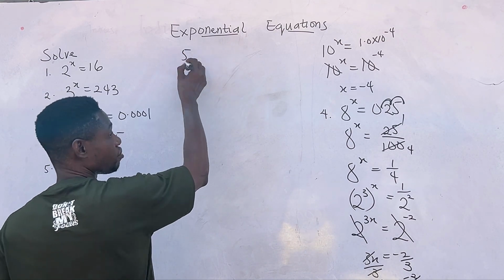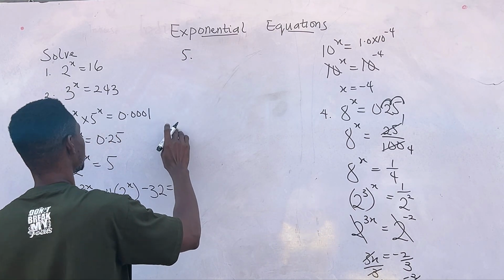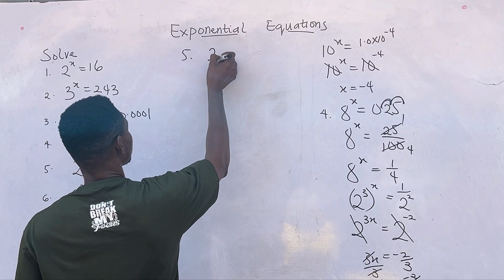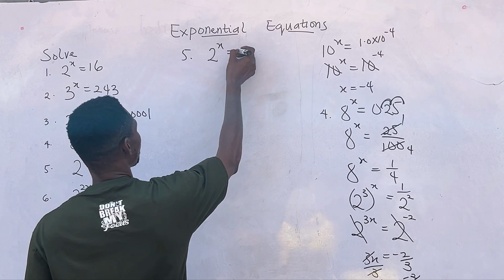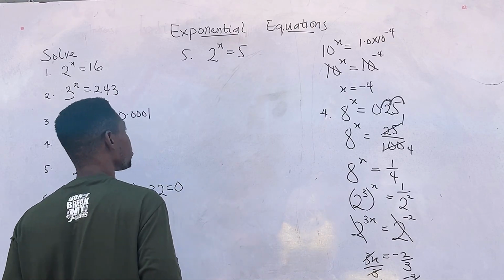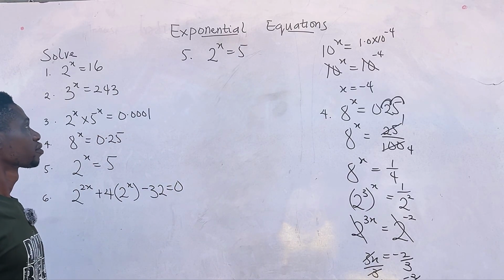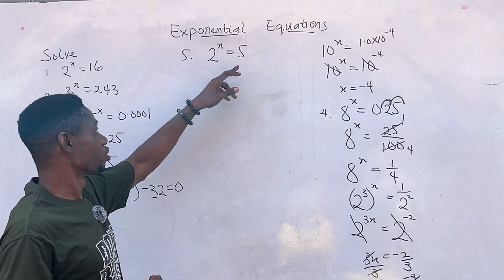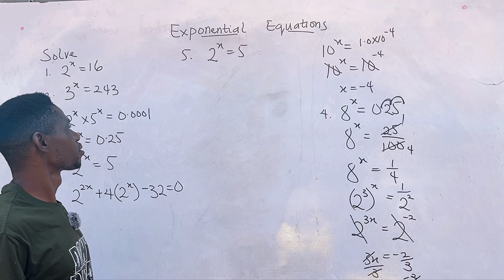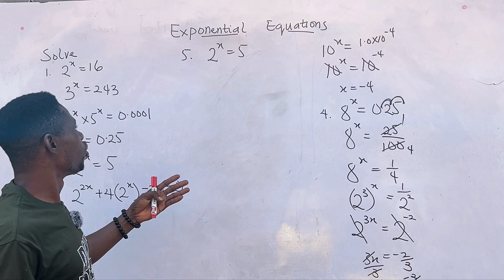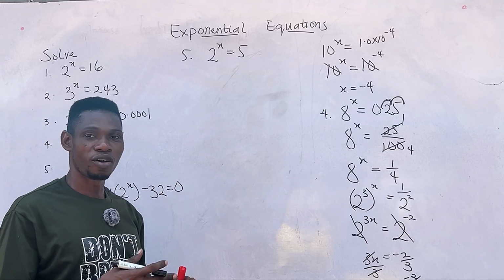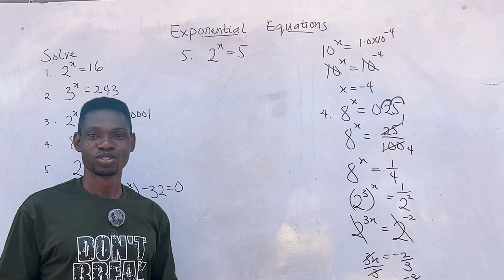So question 5 says, 2 raised to the power x equal to 5. Now, if you look at this clearly, there's no power of 2 that will directly give us 5. So, going by indices, this is a problem. So what do we do?